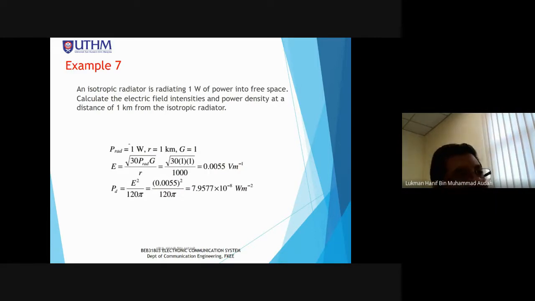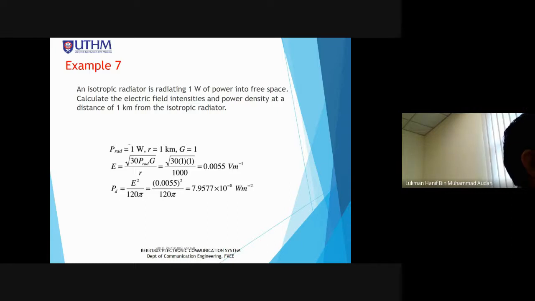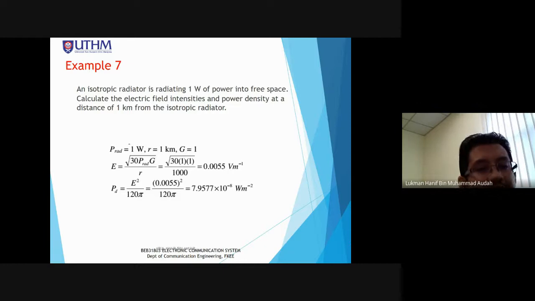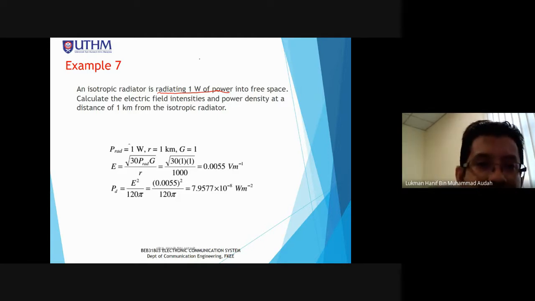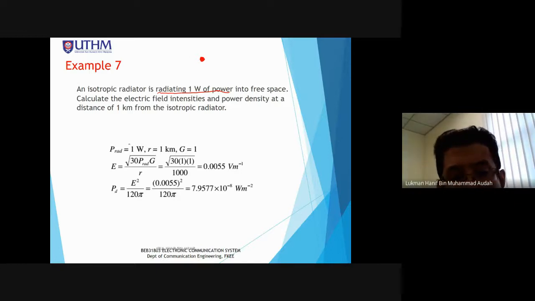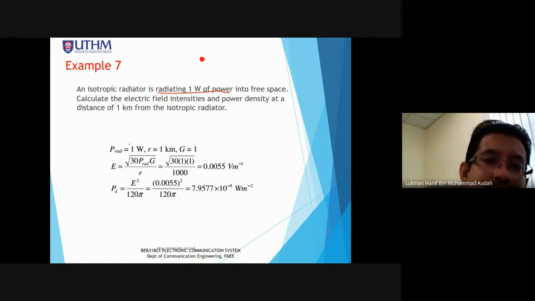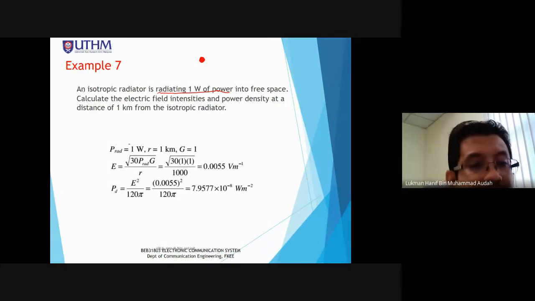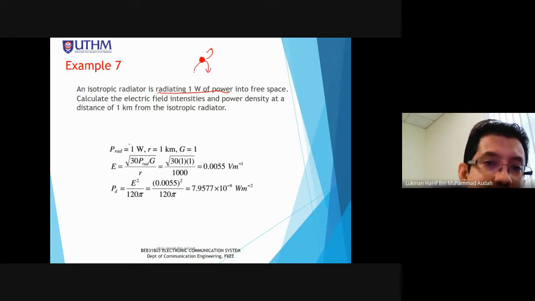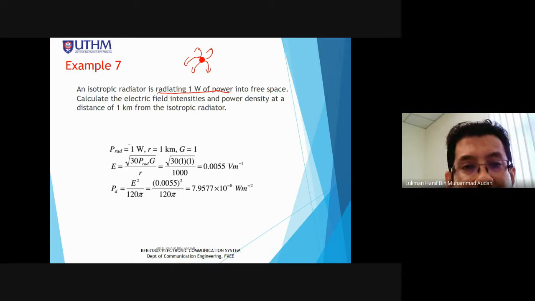So now let's look at example 7. Okay, example 7: an isotropic radiator is radiating 1 watt of power. So we have an isotropic radiator. I always suggest to students that when given a question like this with no picture, only sentences, you had better draw it yourself for your own understanding. So it says isotropic radiator, so we can draw an isotropic radiator, and this isotropic radiator radiates power. So this is power radiation equal to 1 watt into the free space.